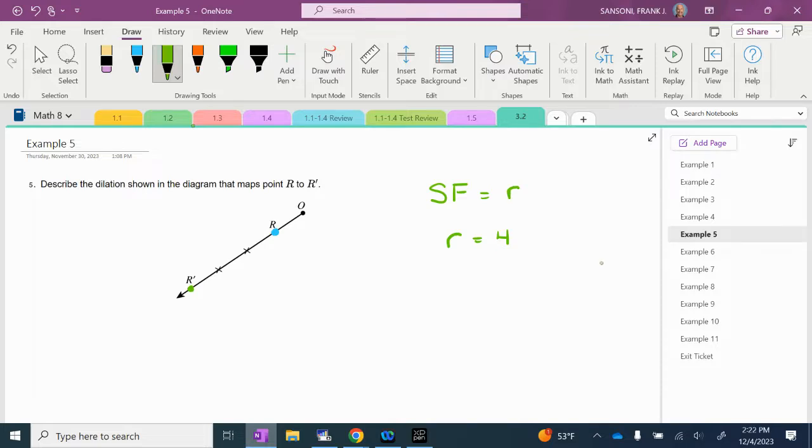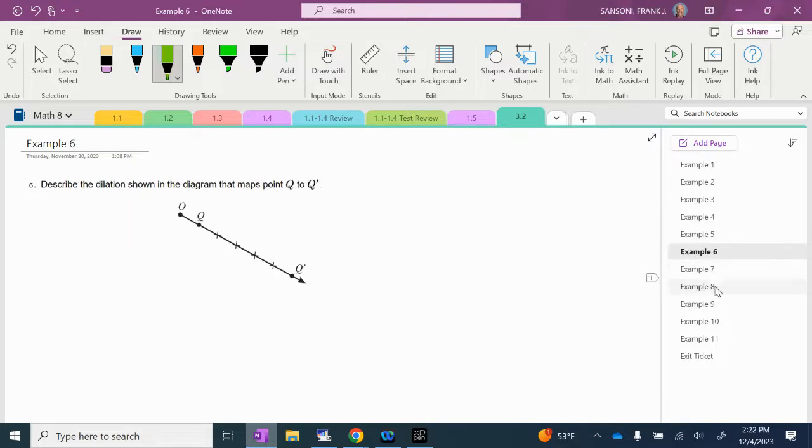So then if we look at example 6, now what's the scale factor? We skipped 2, we skipped 3, we skipped 4, we skipped 5, 6. So the scale factor, which is equal to r, equals 6.